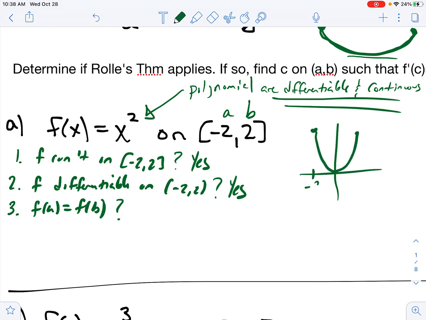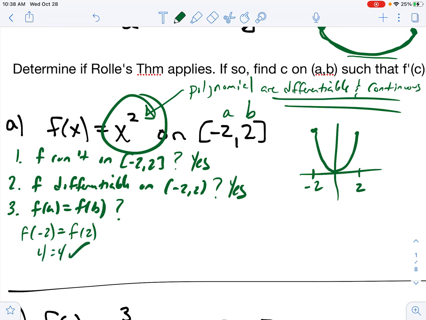There's x squared on the interval negative 2, 2. And do f of a and f of b equal each other? Well, in this case, does f of negative 2 equal f of positive 2? Let's plug those numbers in and square them, and we get 4 equals 4. So certainly the y values are equal. So yes, Rolle's theorem applies. I abbreviate theorem THM. Rolle's theorem applies. And that's kind of the first half. We verified this thing applies.